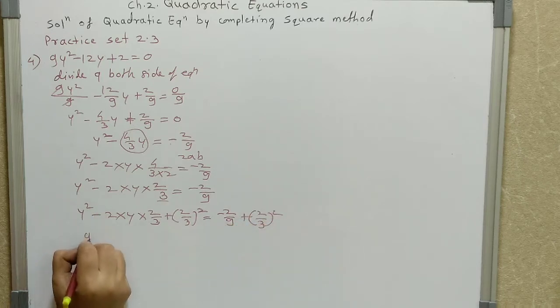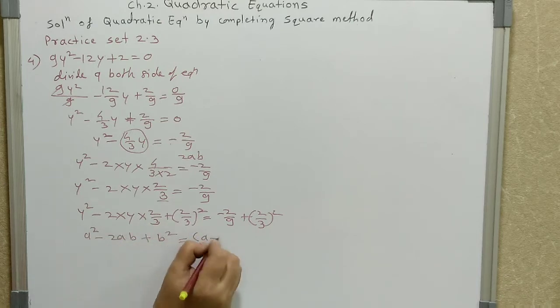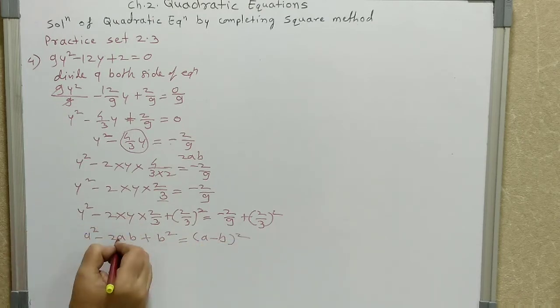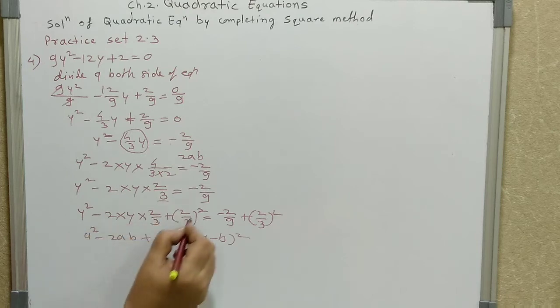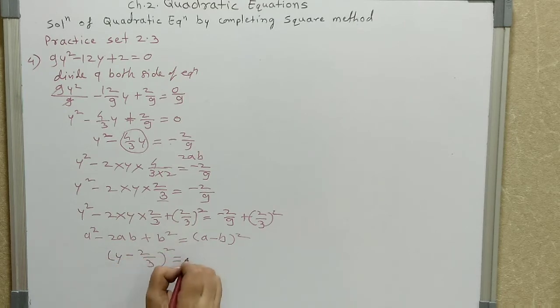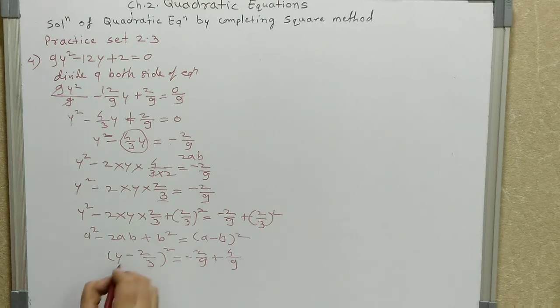Now this is the equation a square minus 2ab plus b square is equal to (a minus b) whole square. This is the a, this is the 2. Here y becomes a and b is 2 upon 3, and this is the b square. So we form (y minus 2 upon 3) whole square is equal to minus 2 upon 9 plus the square of this, 4 upon 9, or 3 square, 9. Now simplify this.